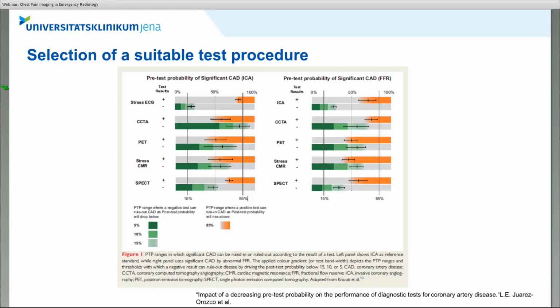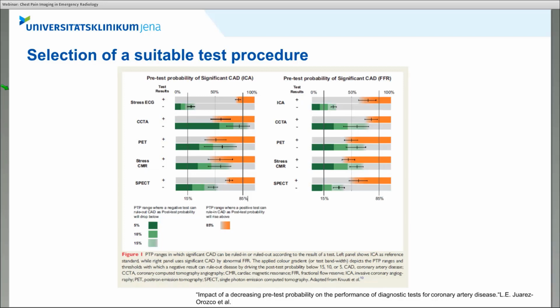The next best test is the PET scan, but it's not that easily available. And as you can see, it's only good to rule out a disease. It's probably a little bit better than CT there, but to rule in, it's actually a weaker test than CT angiography. The same is true for the stress MRI. The stress MRI and SPECT are more or less less reliable than the CTA. And if you now combine the CT with the fractional flow reserve, so with the functional test, you see that the results are actually not getting better, but getting worse.